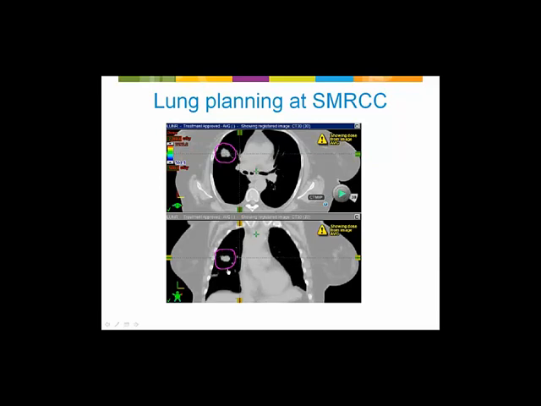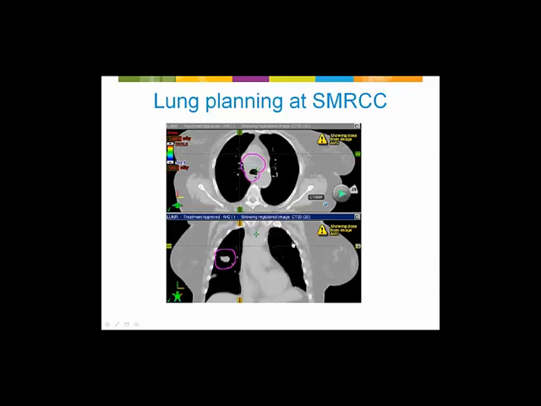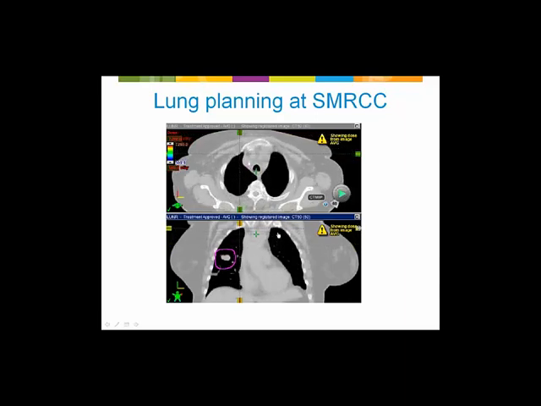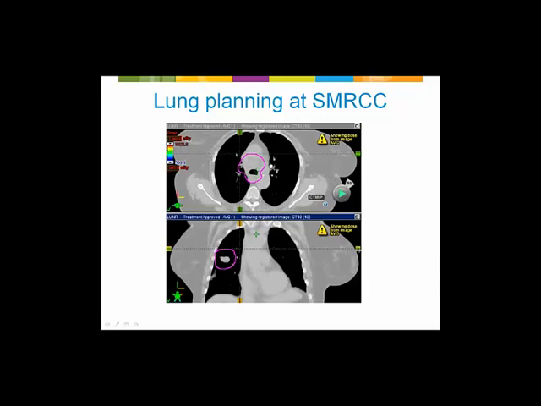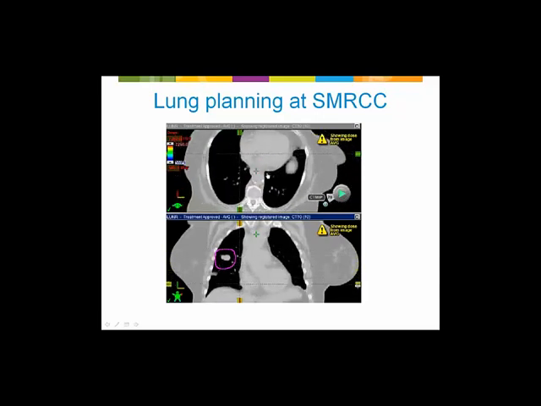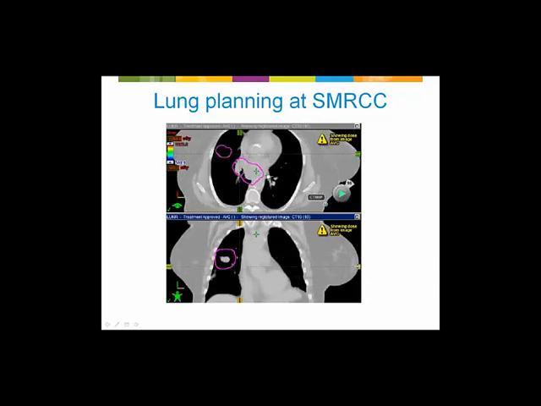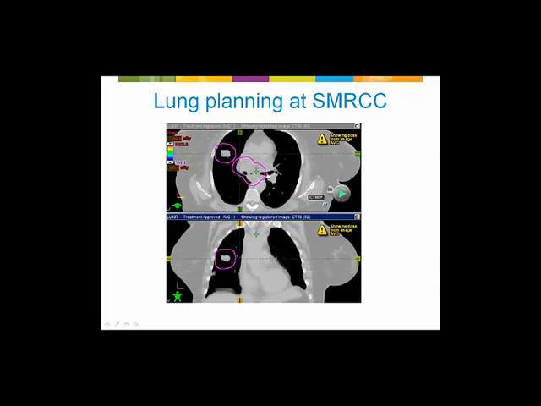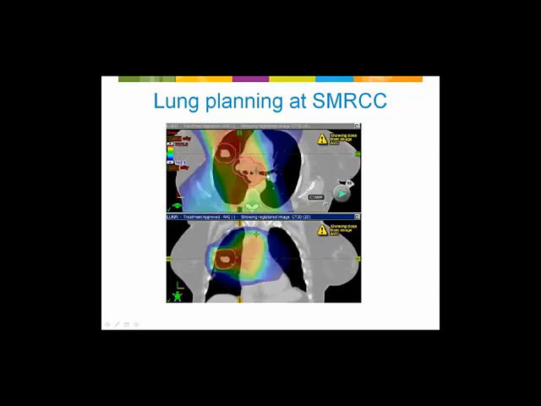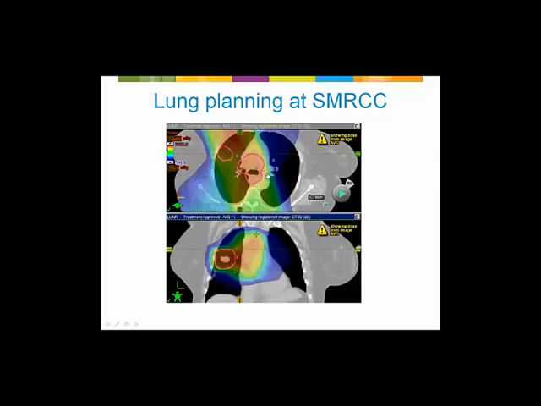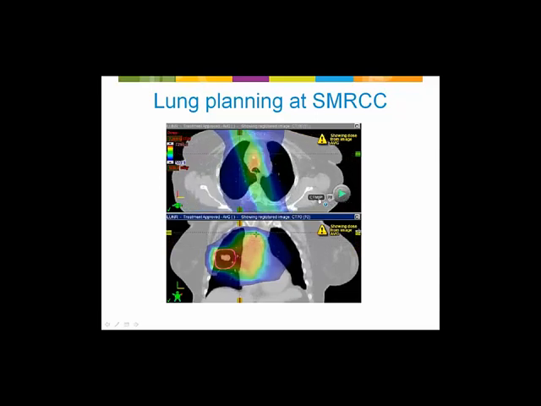The base plan. In Eclipse, we have to create this as a separate plan. And this basic anterior and posterior parallel opposed pair, sometimes we'll tilt that off zero by about 10 to 20 degrees, depending on the location of some of the critical structures, but 9 times out of 10, a straight ant and post field. We use 18 MV typically because we're trying to get as much dose into the target as we can and leaving some room on the cord for the scatter dose that it's going to get in the RapidArc component.